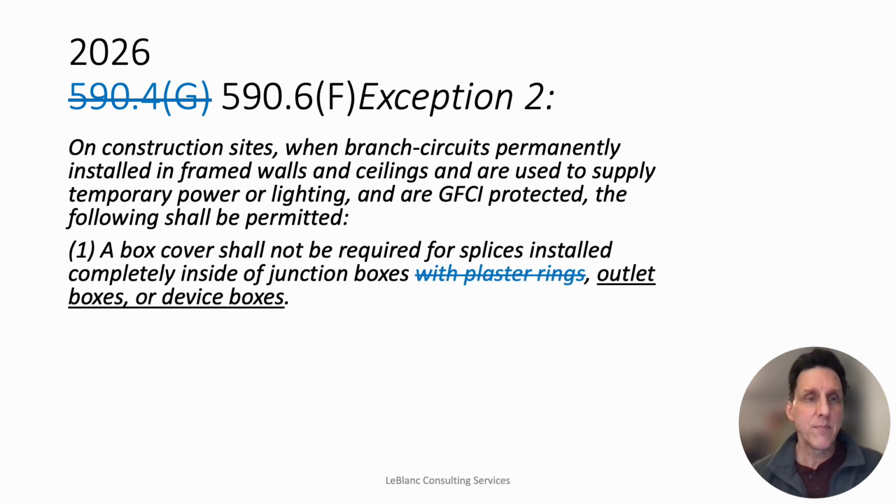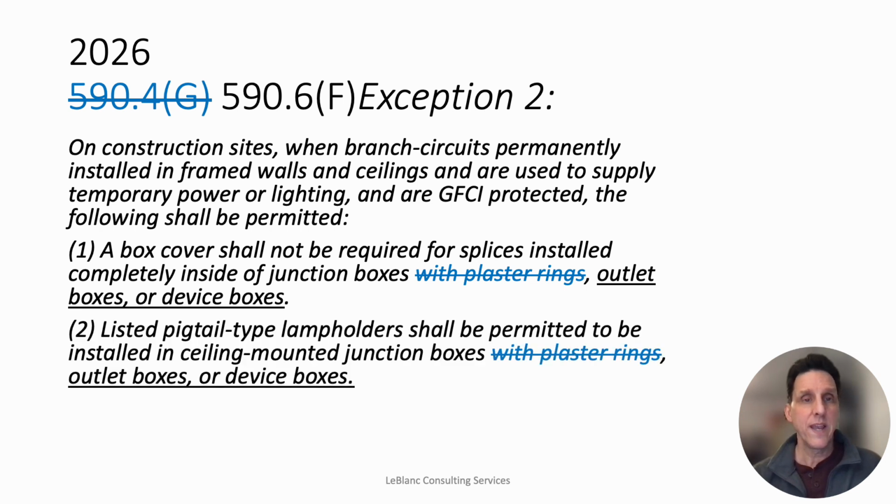Item 1, a box cover is not required for splices installed completely inside of junction boxes, with or without plasterings. Nice. And outlet boxes or device boxes. So the plasterings are irrelevant now, and it's pretty much any type of box. And for the temporary lighting pigtails, you can energize the permanent wiring. If it's GFCI protected, you can energize the permanent wiring in ceiling mounted box. Whether there's a plastering or not is irrelevant.